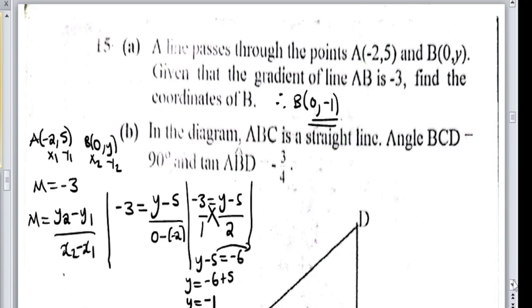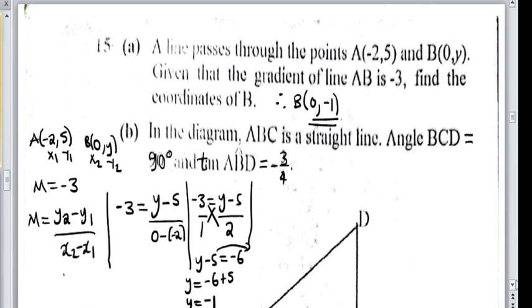We look at part B. In the diagram, ABC is a straight line. Angle BCD is equal to 90 degrees, and tan ABD is equal to negative 3 over 4. That is what we have.